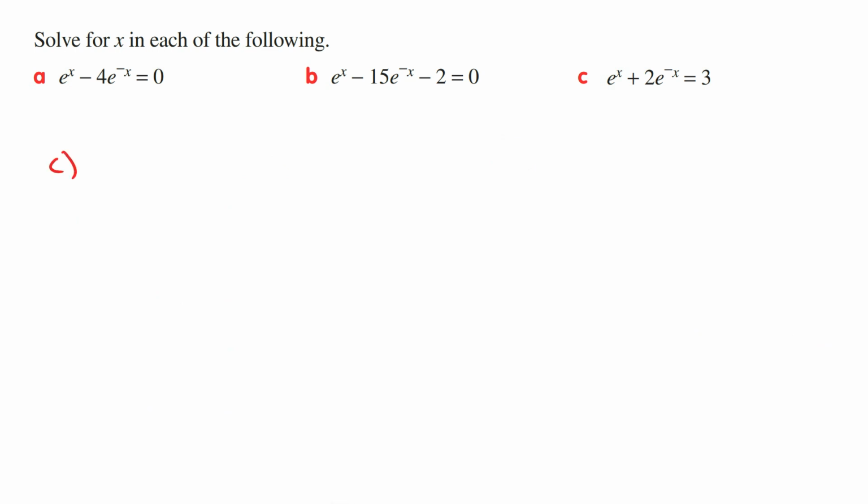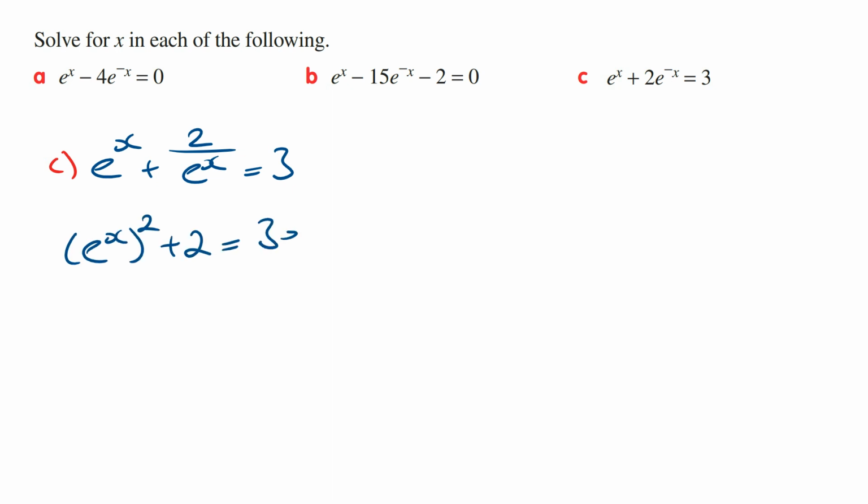Part C. To solve for x, we want e raised to a positive power. And so we can rewrite this as e to the x plus 2 on e to the x is equal to 3. To get rid of the denominator, we multiply both sides by e to the x, and so we're going to get e to the x squared plus 2 is equal to 3 times e to the x. Whenever we're solving an equation, we want one side to equal 0. And so moving 3 times e to the x to the left-hand side, we're going to get e to the x squared minus 3 times e to the x plus 2 is equal to 0.